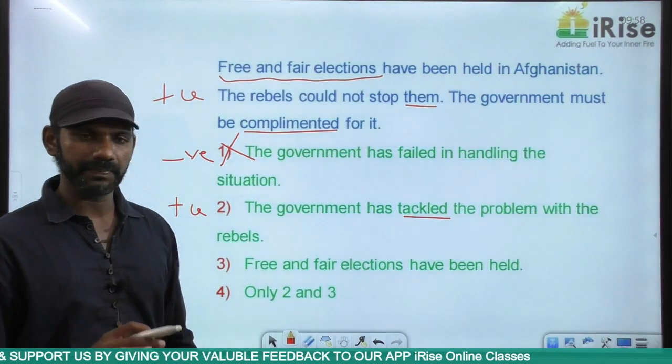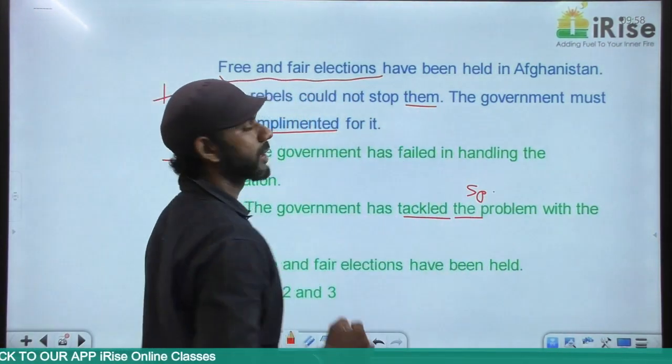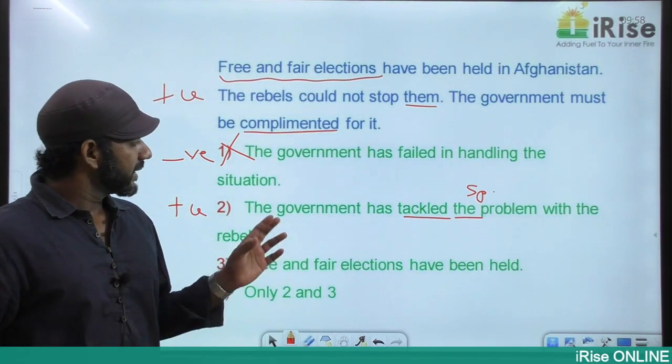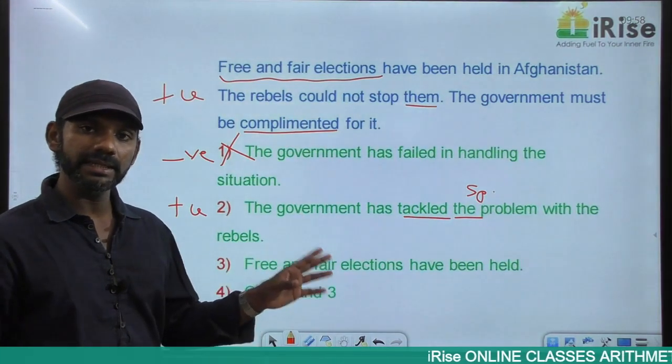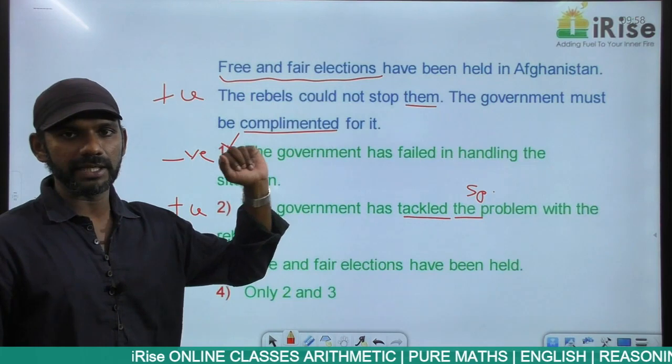The charge is fine. The problem is specific. In the paragraph also we are talking about a particular problem, specific. Specific and specific go together. The government has tackled the problem with the rebels. Can this meaning begin from this paragraph?